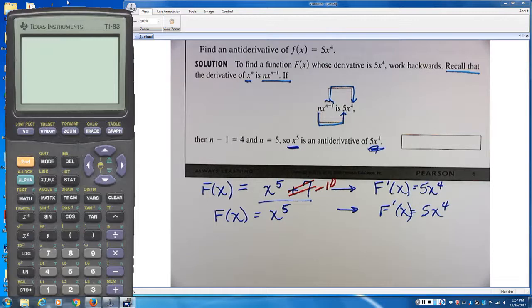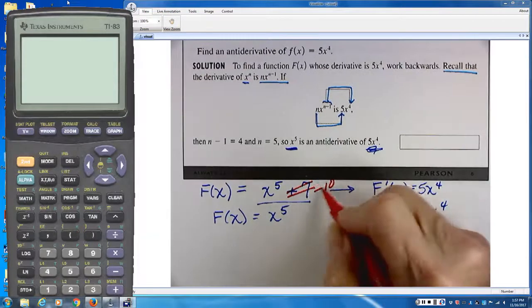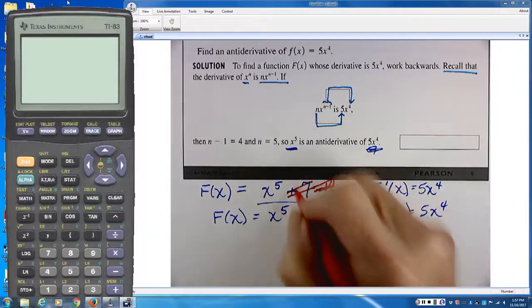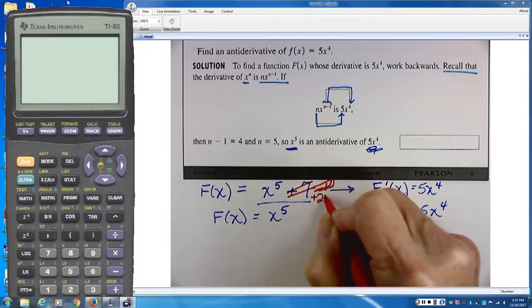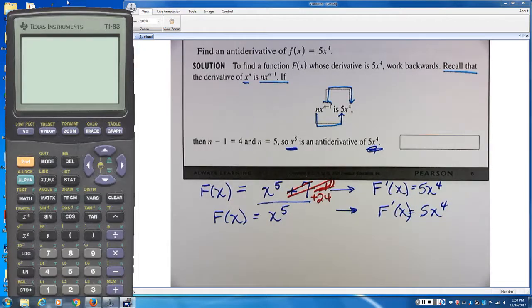What if I change it to plus 24? Does that change anything? Not on the derivative. It only changes the function. The only thing it changes about the function is it moves the function up and down the y-axis. Makes it have a different y-intercept. That's it. Okay? They're not the same function, but they have the same rate of change.